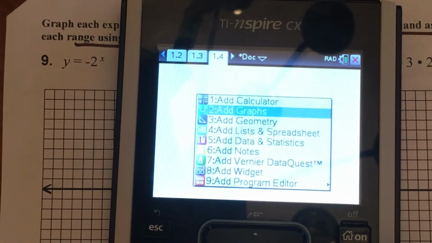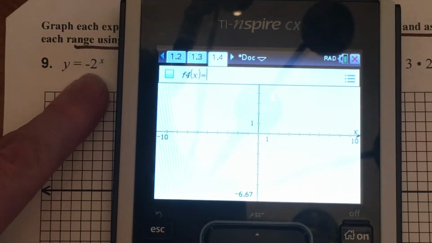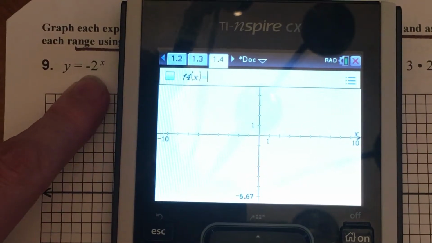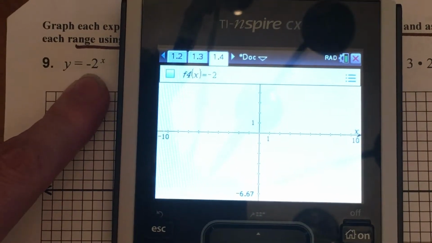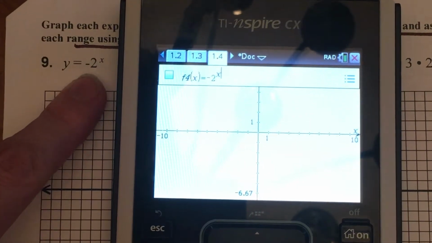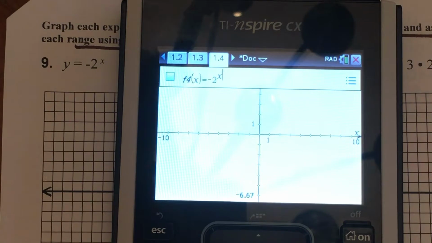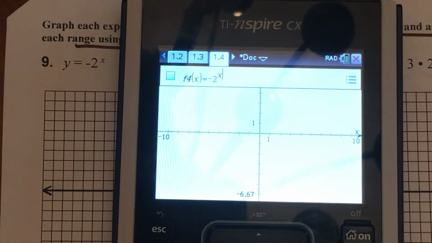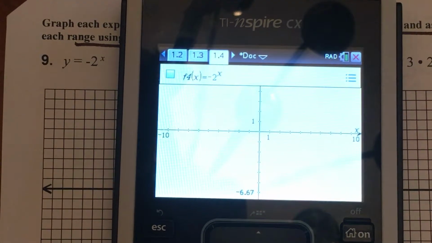Control Doc, New Graph, and recognize this is a negative 2 to the x power. Make sure that you're using a negative and not a subtract. What do you think this negative out in front of the 2 is going to do? We've already seen on the very first page how to flip things right and left. Let's see what's going to happen this time.